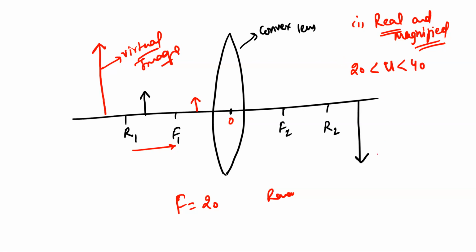Okay, for the real image. And if it is asked for the virtual magnified image, then the object should be placed between O and F. If this length is 20, U should be less than 20. If it is less than 20, then the virtual magnified image will be formed, because a virtual image is always an enlarged image.